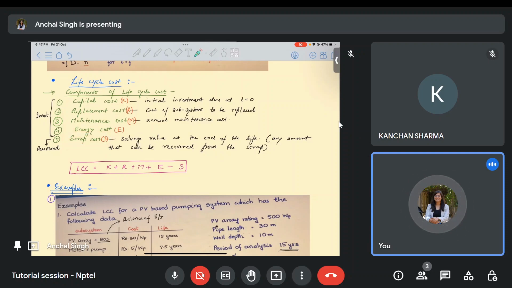So in order to obtain total life cycle cost, I add capital cost, replacement cost, maintenance cost, and energy cost, and subtract scrap cost because that is the money that I'm earning back. And these are all the investments that I'll have to put in between.